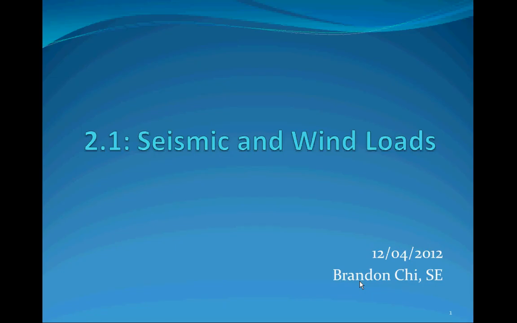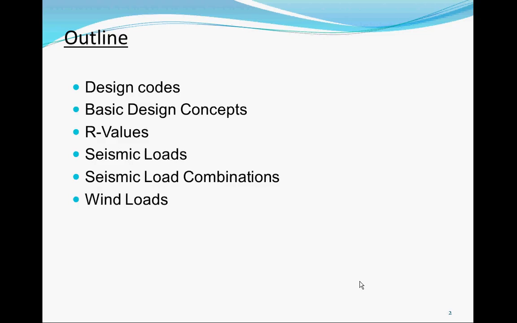This is 2.1, seismic and wind loads. Basically telling you where seismic loads or wind loads come from, at least in the U.S., and how the U.S. code addresses them. The outline is different.